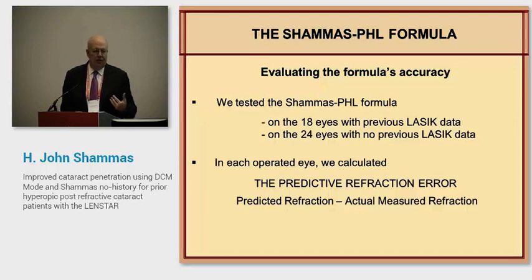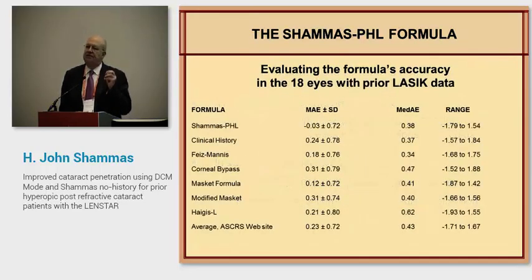To evaluate the formula, we tested it on the 18 eyes with previous LASIK data and on the 24 eyes with no previous LASIK data. In each eye, we calculated what we call the prediction error. That means we take the actual measured refraction after the surgery and subtract it from the predicted refraction that the formula gave us. We look at the different parameters, the mean absolute error plus standard deviation, and you see that we did fairly well compared to the other formulas that are available with prior LASIK data.